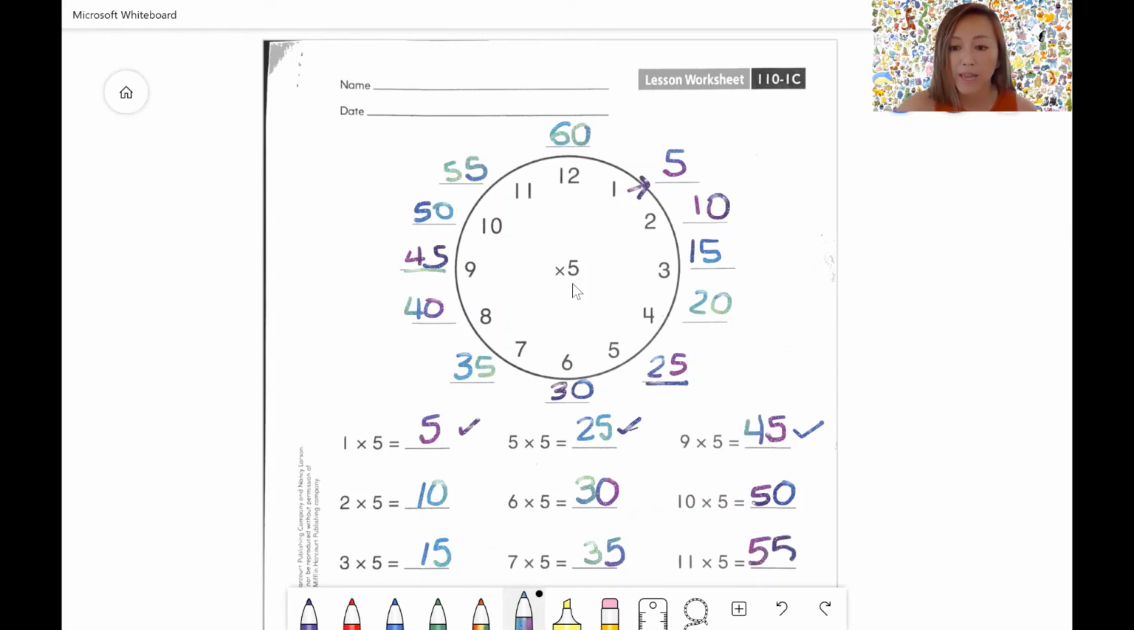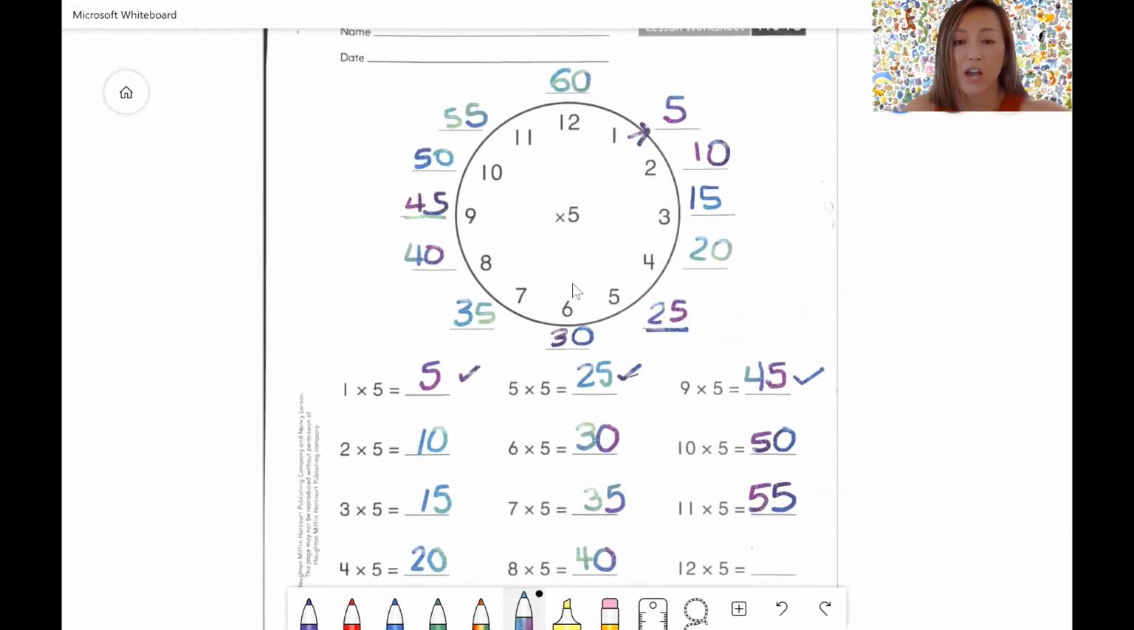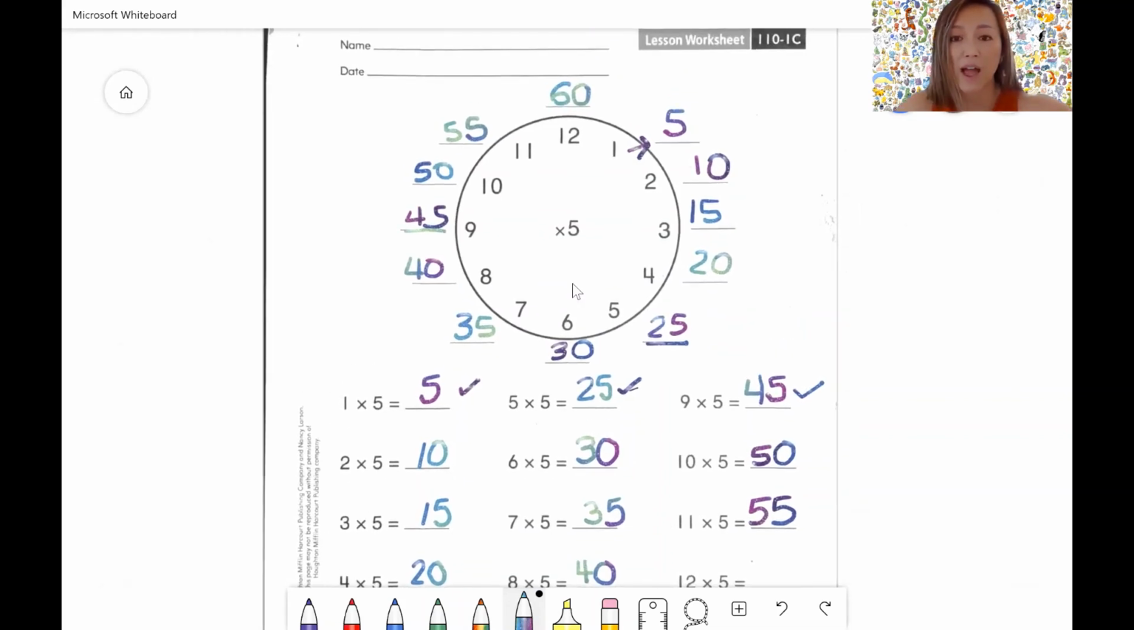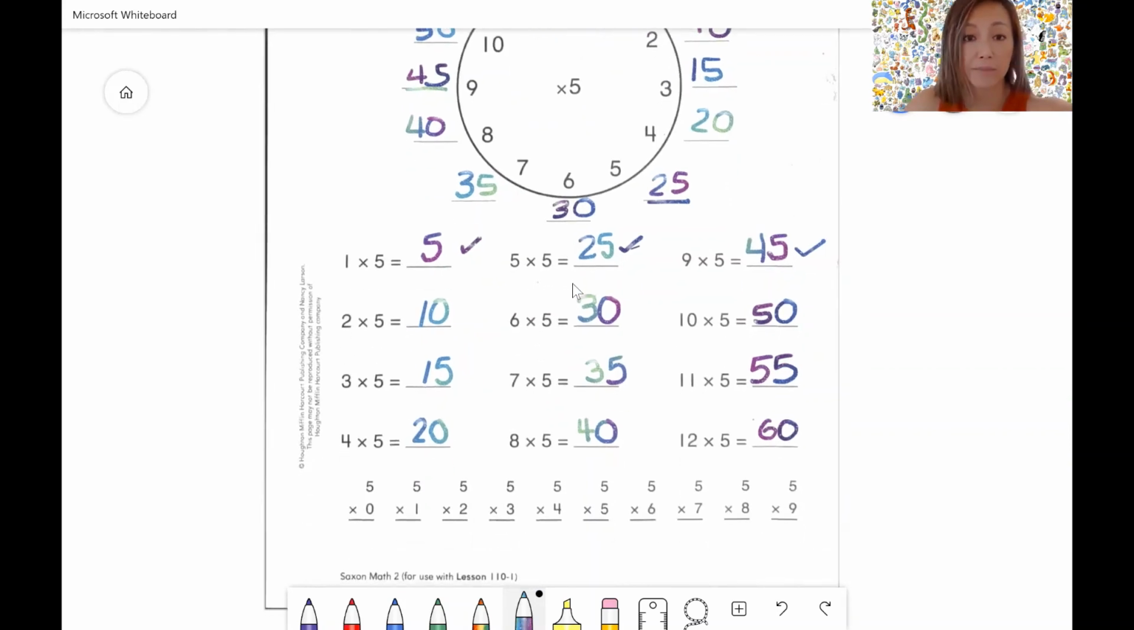This is a great way to help you figure out your multiplication times 5, okay? 4 times 5 is 20. 8 times 5 is 40. And 12 times 5, look, remember what I wrote at the very top. I didn't write 0 because 12 times 5 equals 60. And that means there are 60 minutes on our clock, which is super helpful when we talk about 12 times 5. Okay, 60.